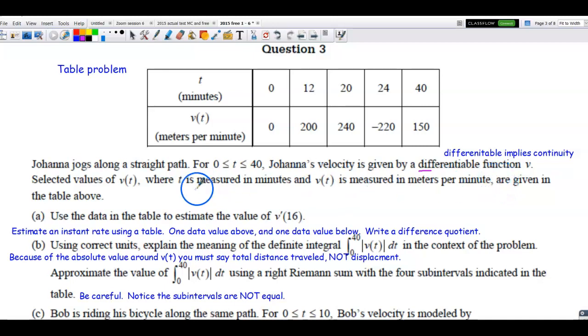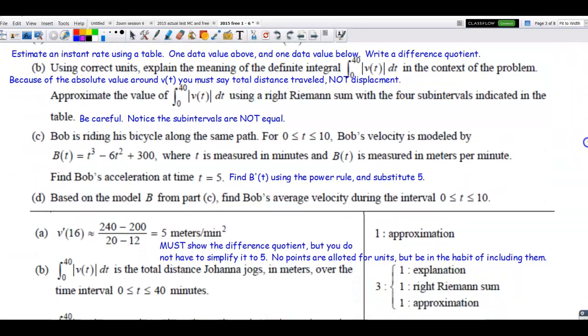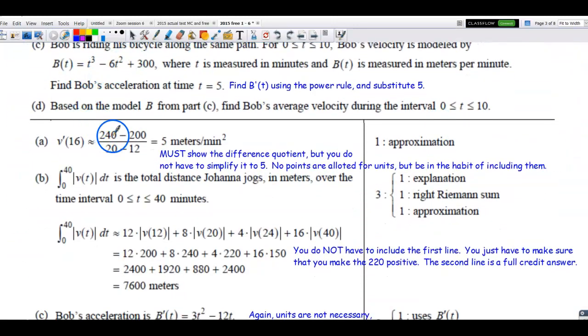In letter A, we're going to use the data in the table to estimate the value of v prime of 16. This is a classic problem. 16 is somewhere between 12 and 20. So we're going to go one data value above, one data value below. We're going to do a difference quotient and include the units, even though I don't think there are points for them in this problem. So one data value above puts us at 240 minus 200 over 20 minus 12. It can be reduced to 5, but it does not have to be reduced to 5.